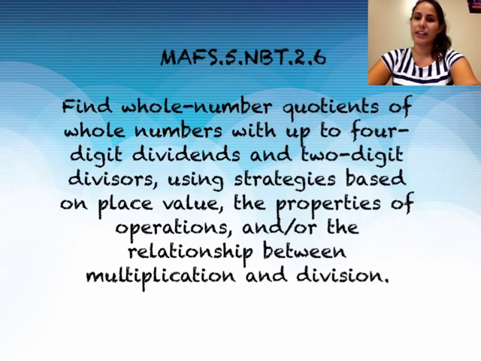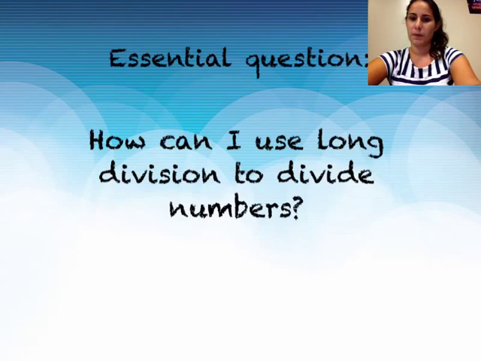The standard we're working on today is find whole number quotients of whole numbers with up to 4-digit dividends and 2-digit divisors, using strategies based on place value, the properties of operations, and/or the relationship between multiplication and division. How can I use long division to divide numbers?